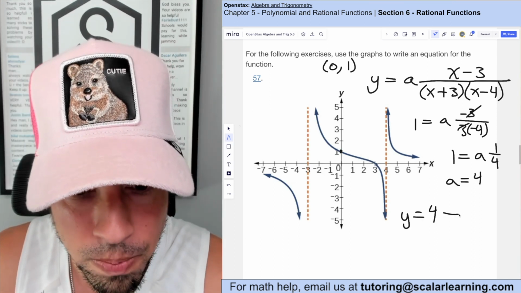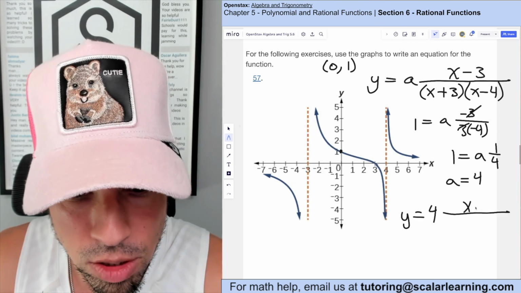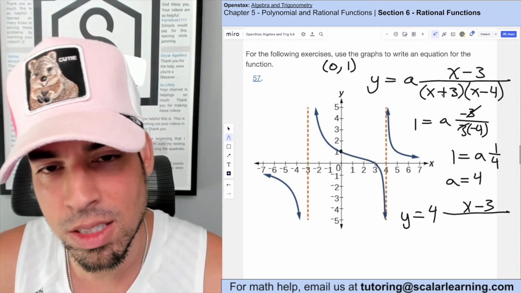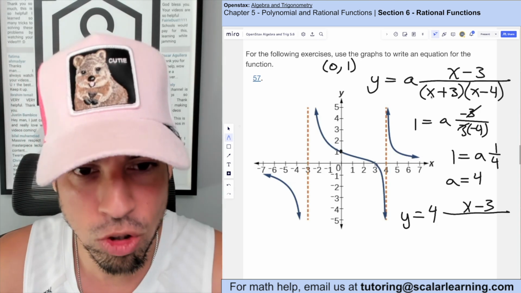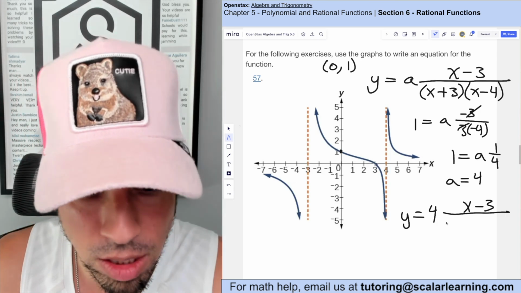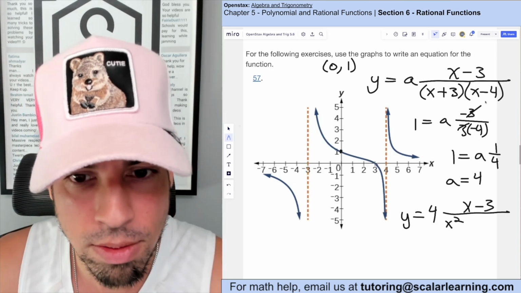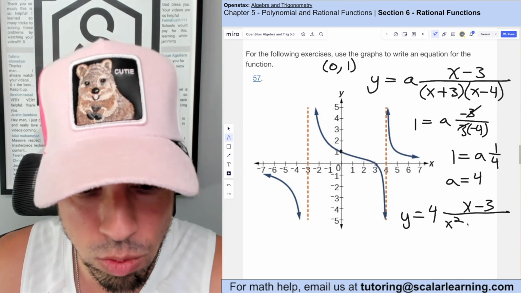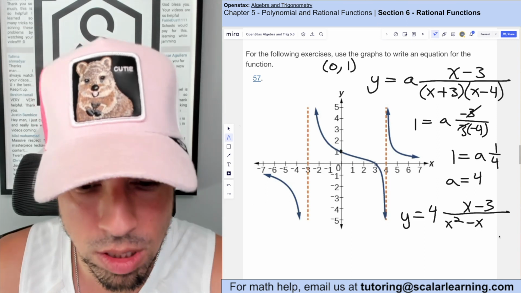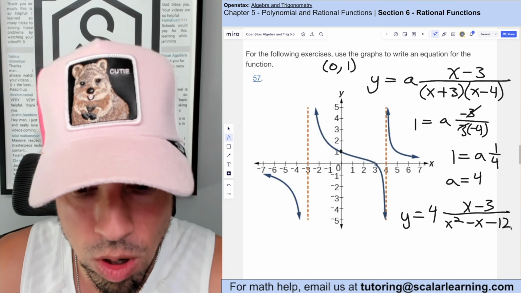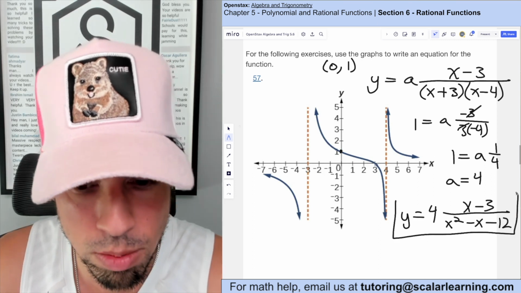which means if I finalize this equation, I now have y equals 4 in the front. On the top, I got that x minus 3. On the bottom, I'm going to FOIL this just because they do so in the back of the book. Again, it's up to your teacher. But we have x times x, which is x squared. Then we have negative 4x, positive 3x, which is minus x. And then we have 3 times negative 4, which is negative 12. So there's your answer. Boom, done.